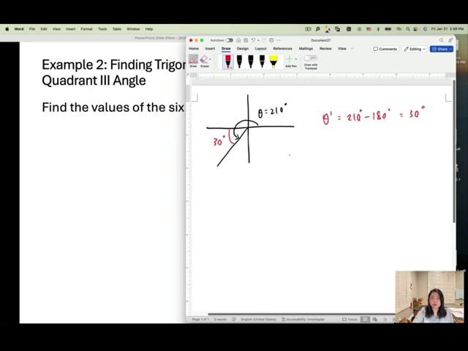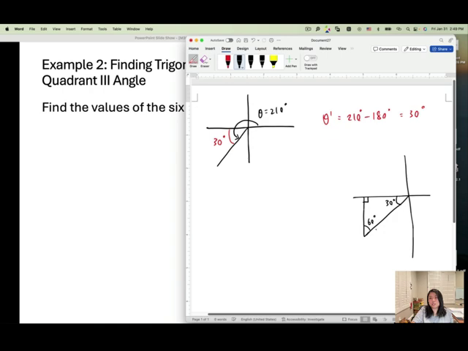Now we want to find the 6 trigonometric functions. Here there will be 30 degrees, and then I'm going to form the triangle here. It's a 90 degree angle. So if this is 90 and this is 30, this one will be 60 degrees.